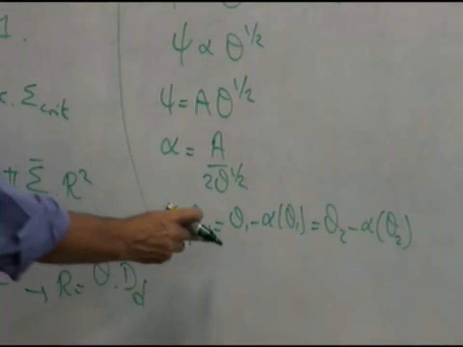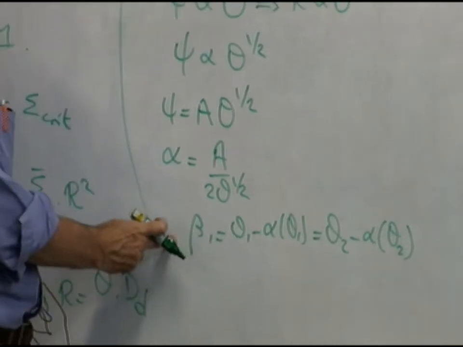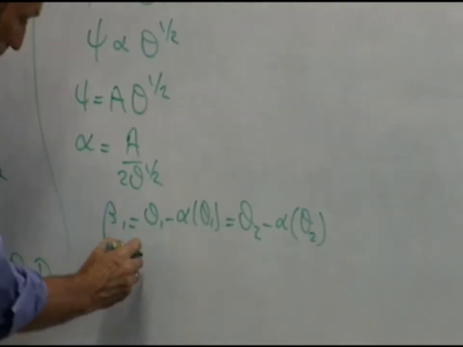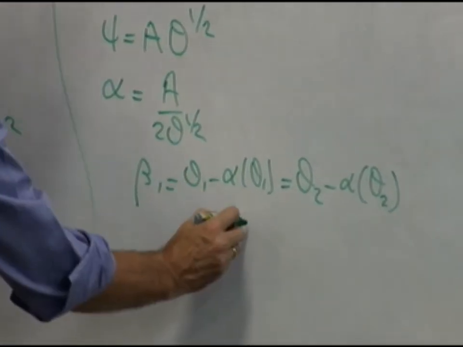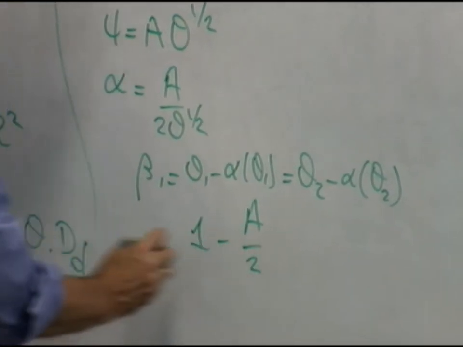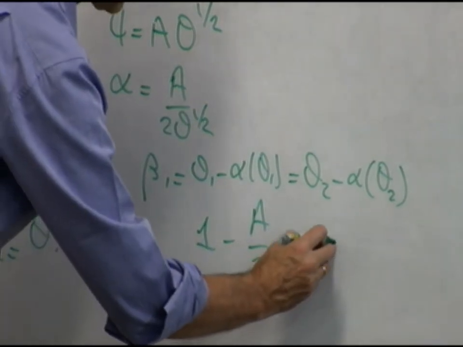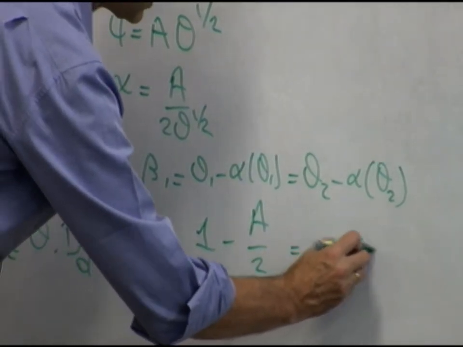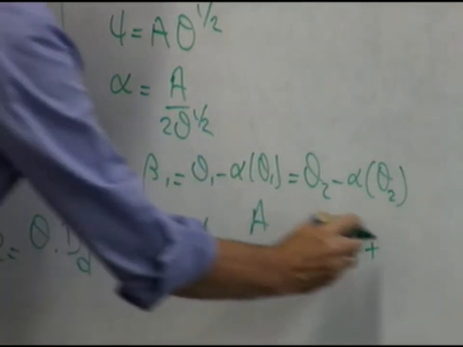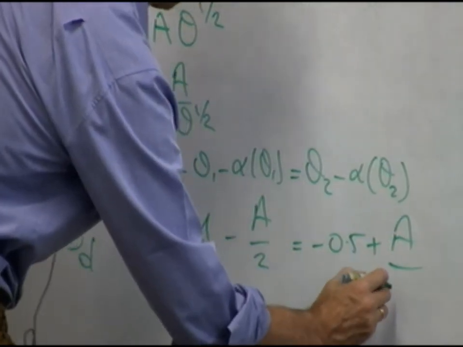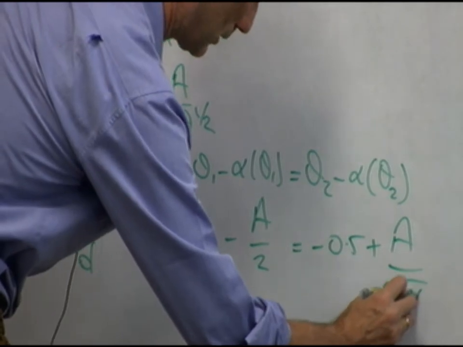And so again, saying that these are two images of the same source at position beta. And so the one image is at 1. The deflection angle at 1 is A over 2. The second image is at minus 1/2. And the deflection angle at 1/2 is A over 2 square root of 1/2.